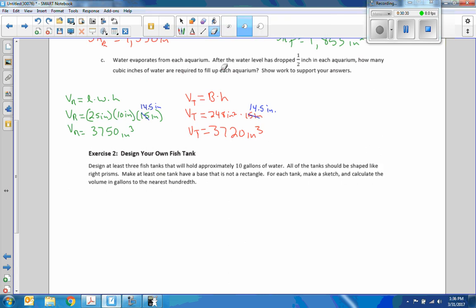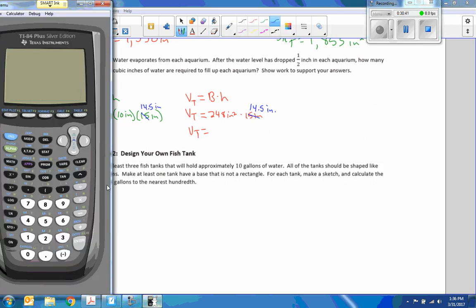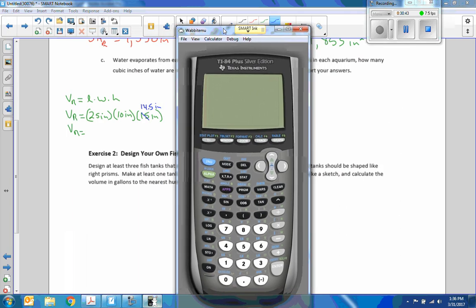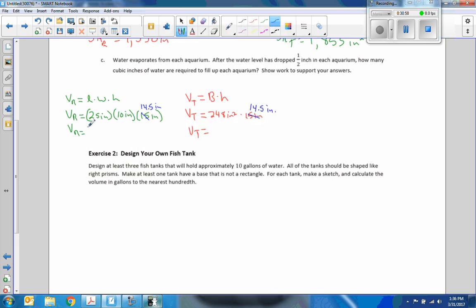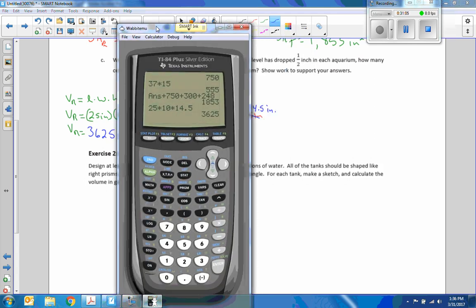Okay, so let me get rid of my answers here because they're going to change. But everything else is the same now. So let me get my calculator. And now I'm going to take 25 times 10 times 14.5. And that is 3,625 cubic inches.